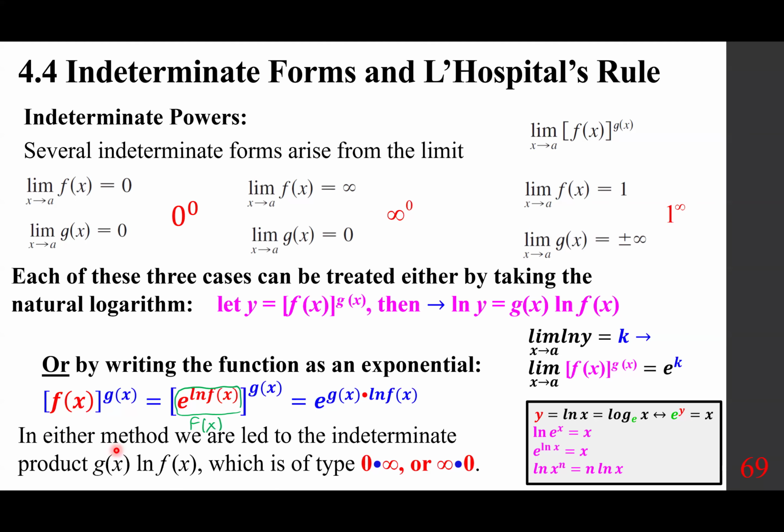In either method, we are led to the indeterminate product g of x times ln of f of x, which is of the type 0 times infinity or infinity times 0, and we know how to handle this, right? So that's what's going to happen.